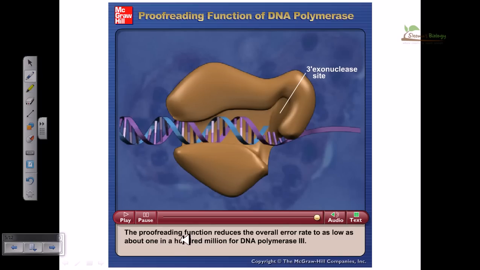mistake rate, right? So the rate of making any mistake is lowered by utilizing this 3' to 5' exonuclease activity of the DNA polymerase enzyme. That's really important. But if any mistakes remain after all these necessary steps, we need to depend on different types of repair mechanisms. Okay.